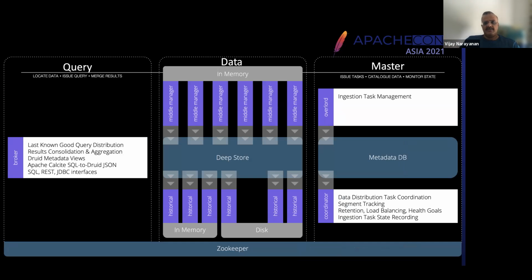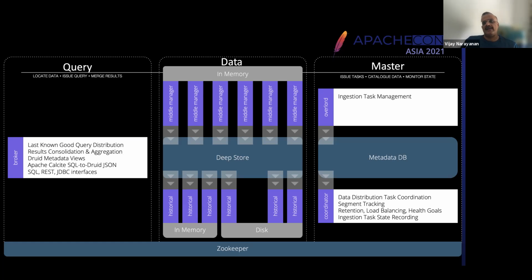Okay, so this is a brief overview of the Druid architecture. I'm not going to drill into Druid architecture in this session. There have been other sessions in this track focused on some of the aspects of Druid architecture. Druid has a typical distributed big data architecture with master nodes, data nodes, and query nodes.